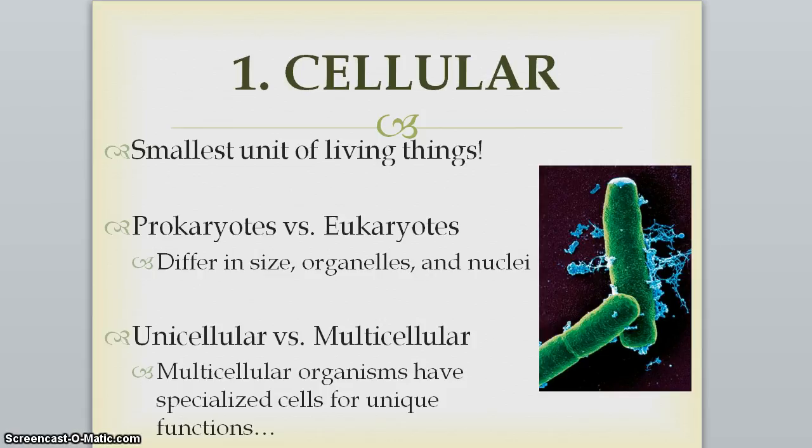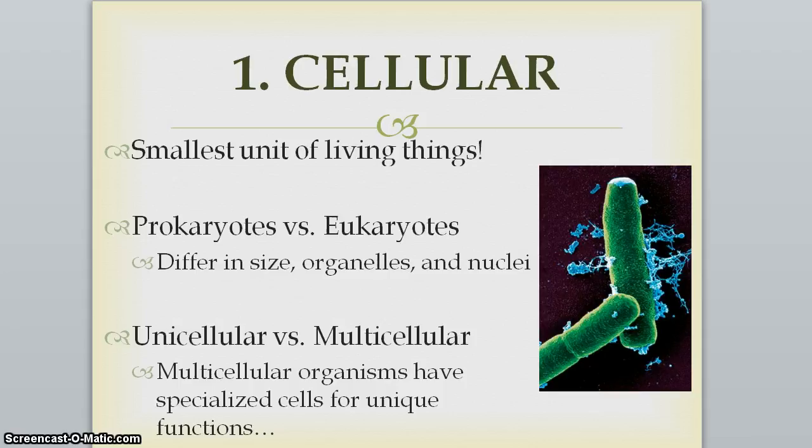Okay, eukaryotic cells are usually larger. They have different organelles, and eukaryotic cells will actually have a nucleus. We're going to be spending more time on this topic, so just get the basics for today. Cellular organisms can also be unicellular or multicellular, so they can have one cell or many cells.